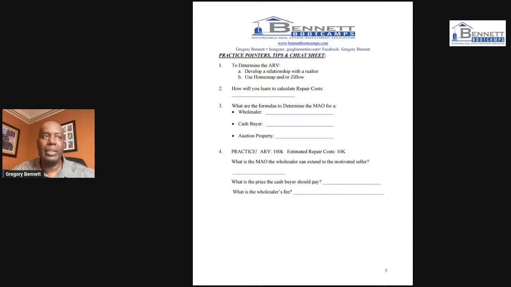Now in this case, write this down. I want you to give me three numbers, all divided by commas. The first number is what the wholesaler should put it under contract for, then what the cash buyer should put it under contract for, and what the profit is to the wholesaler. If the after repair value, after you did your calculation, is $1 million.